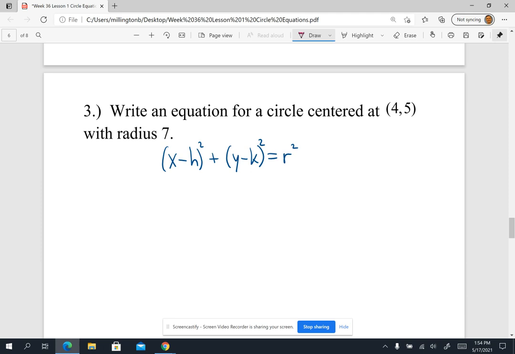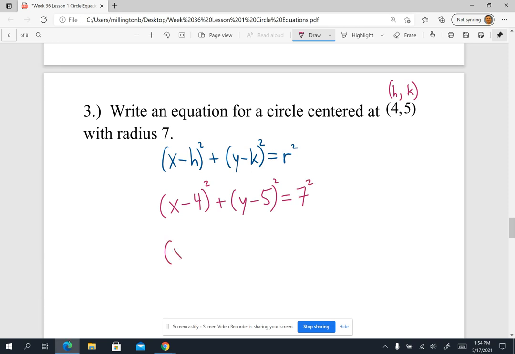All right, welcome back. So I would say, okay, I want to make the equation. So I would say x minus whatever my h value is, right? So in this case, h is 4, plus y minus whatever the k value is. In this case, 5. I've got to square both of these. So squared, squared, equals whatever the radius squared is. So the radius is 7, so that should be 7 squared.